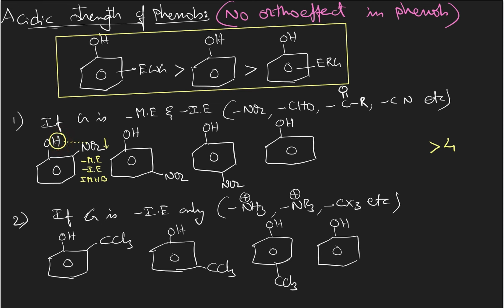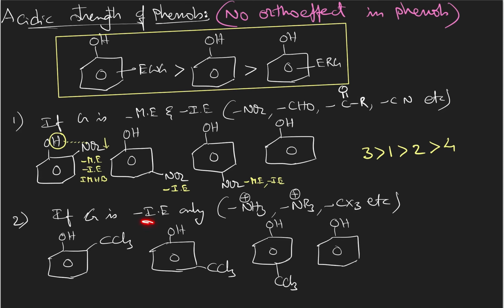Okay, and coming to NO2 at meta position, only negative inductive effect is there here. And NO2 at para position, negative mesomeric effect and also negative inductive effect are there. Therefore, as there is a negative mesomeric effect here and negative inductive effect, and there is no intramolecular hydrogen bonding decreasing the acidic strength here, so para isomer will become more acidic than ortho isomer. Therefore, 3 better than 1 better than 2 better than 4.